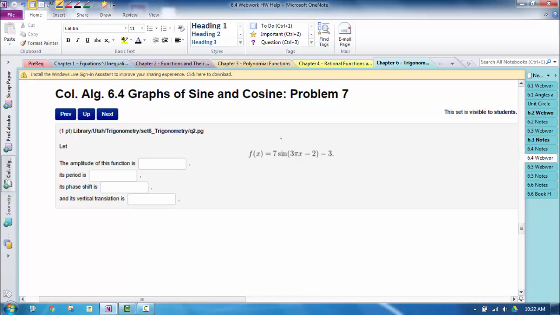Next problem, same thing, wants the amplitude, which is always the number in front, which is 7. It wants the period. Now the period is always 2 pi over b, which in this case b is right here in front of x, which is 3 pi. So all the pi's would cancel and you'd get a period of 2/3.